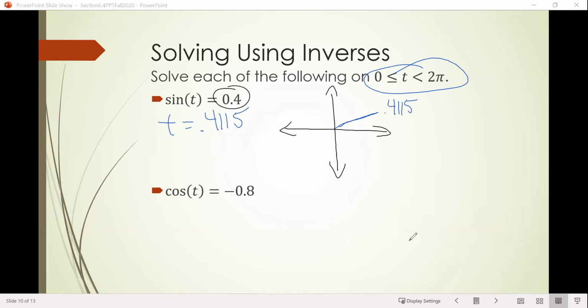But are there other places where sine is positive? Well, the answer is yes, right? Also in the second quadrant. So we also need to find an angle in the second quadrant where the sine is equal to 0.4. And this is where our good friend reference angles come back in, because we know that if the angle's in the second quadrant, it has to have the same sign as 0.4115. Well, it also has to have the same reference angle.